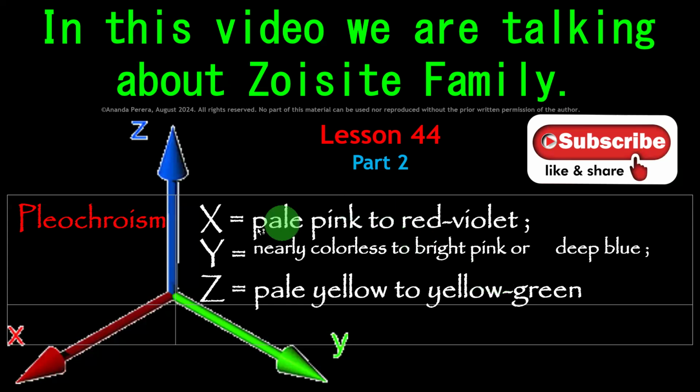So the x-axis gives pale pink to red violet. This is the x-axis. The y-axis gives nearly colorless to bright pink or deep blue. The z-axis gives pale yellow to yellow green. This is the main thing we have to remember with the silicate family's Tanzanite.